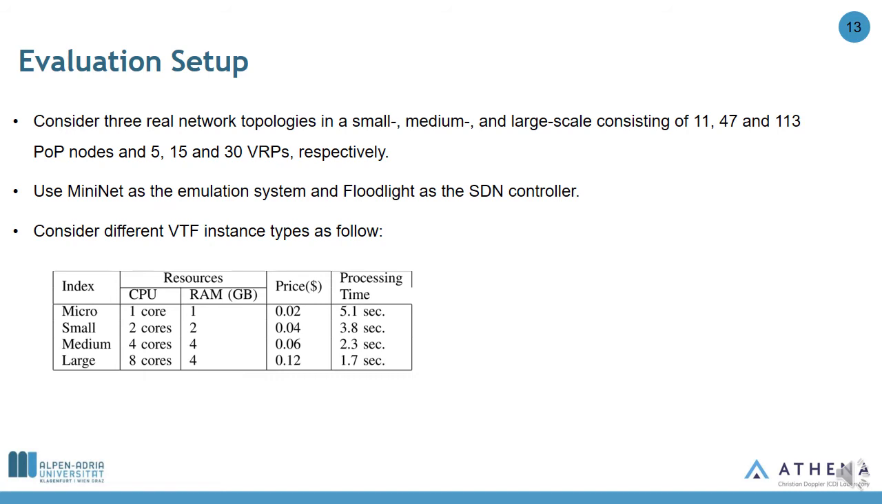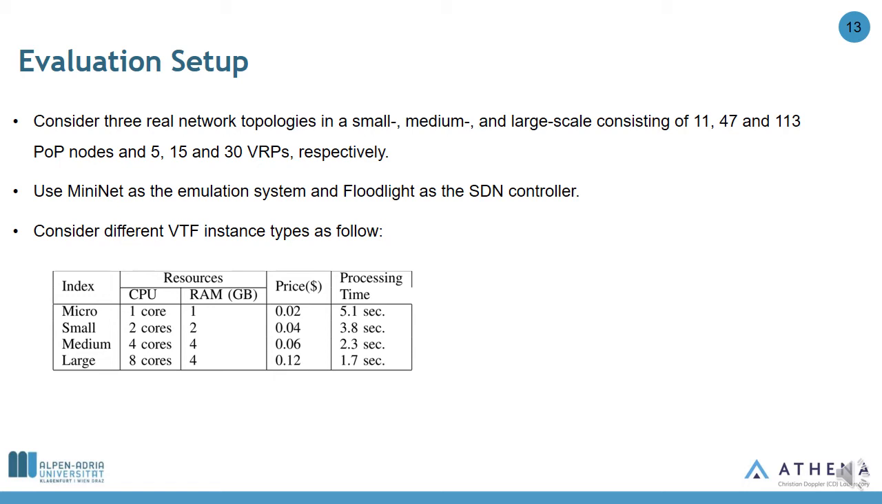To evaluate the proposed approach in a realistic environment, we consider three real network topologies at small, medium, and large scale, consisting of 11, 47, and 113 PoP nodes and 5, 15, and 30 VRPs respectively. We also use Mininet as the emulation system and Floodlight as the SDN controller. We also consider different VTF instance types as follows.